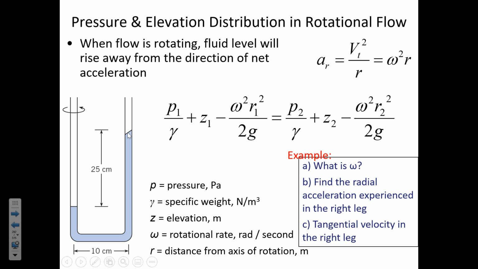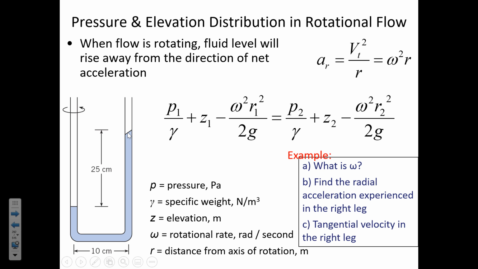All right, so let's think about what we know and what we don't know at location 1 and location 2, for substituting into this formula. We know that the pressure at 1 is 0 because it's in contact with the air. So it's atmospheric pressure, and we're going to use the atmospheric pressure as our gauge datum. So pressure at 1 is 0, pressure at 2 is also 0.